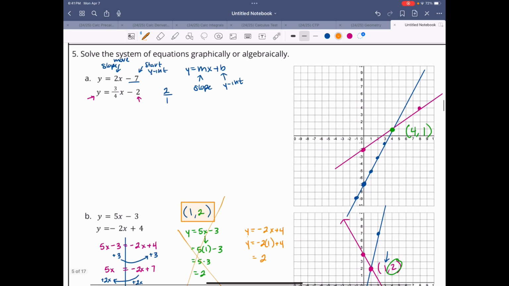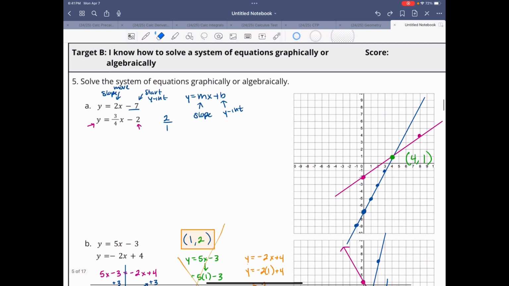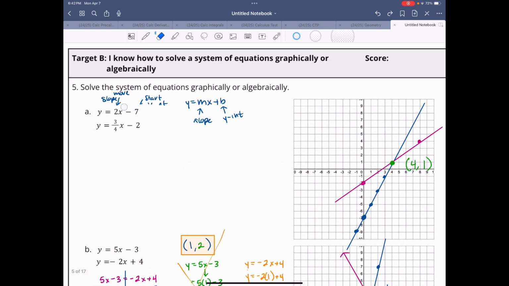So the only tricky part here is when we are given a fraction, solving it algebraically, but I'm going to show you how you can eliminate that fraction. So just like we did before, we're going to go ahead and set both equations equal to each other because they're both equal to y. They're equal to the same thing, so they're equal to each other. So 2x minus 7 is equal to 3/4 x minus 2.